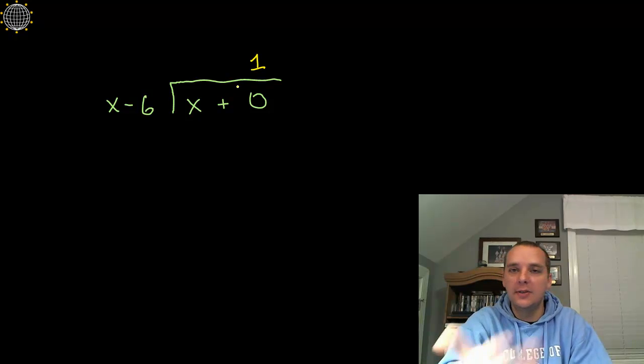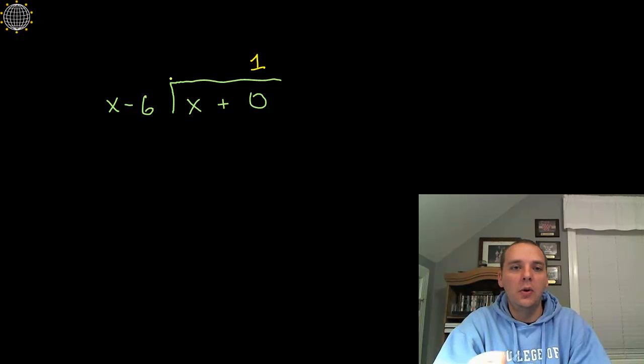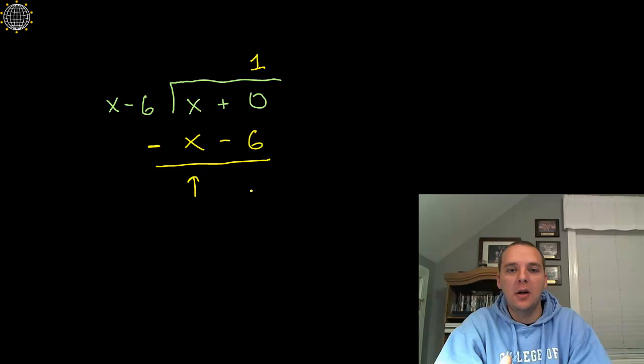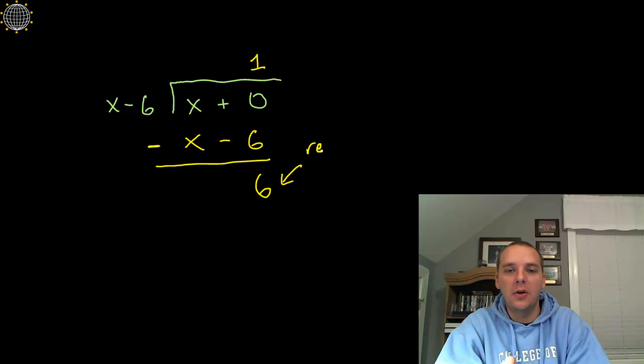All right, and then just as if these were two numbers that we were using long division for, we'd say 1 times x minus 6 equals x minus 6. And I'll put that product right here. Now I'll draw a line, and we're going to subtract. But when we subtract, we're going to subtract both this column and this column, so make sure we do it correctly. x minus x is 0. 0 minus negative 6 is actually plus 6, right?